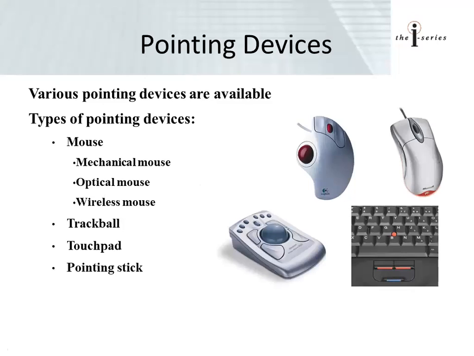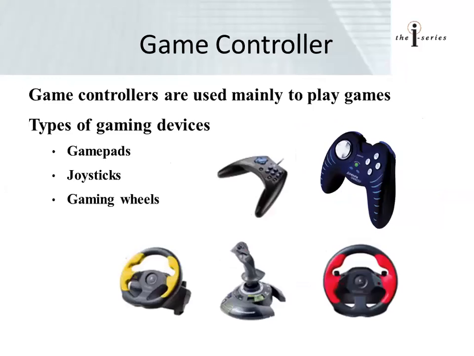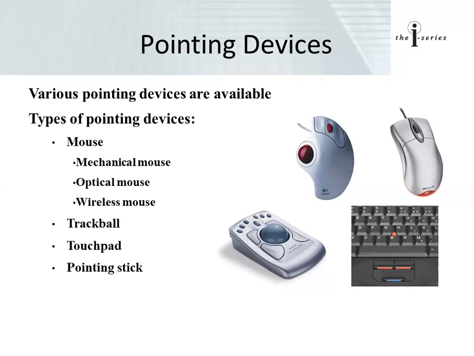So various pointing devices are available like mouse, trackball, touchpad, pointing stick, and these are the types of pointing devices. So basically, what is a mouse? A mouse is the most popular pointing device.